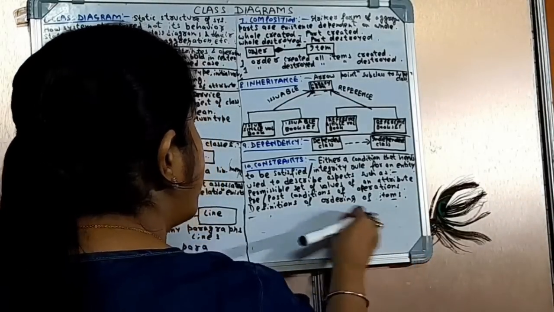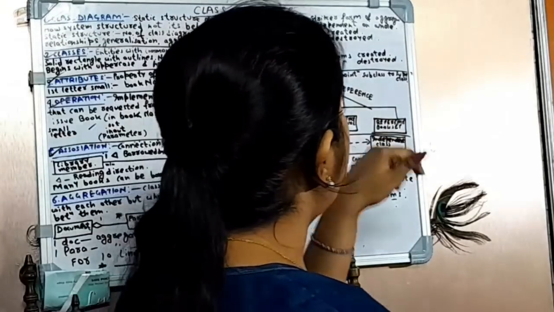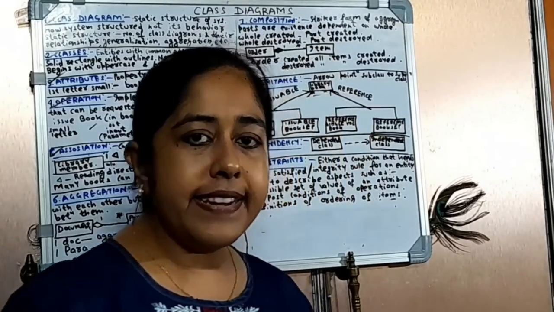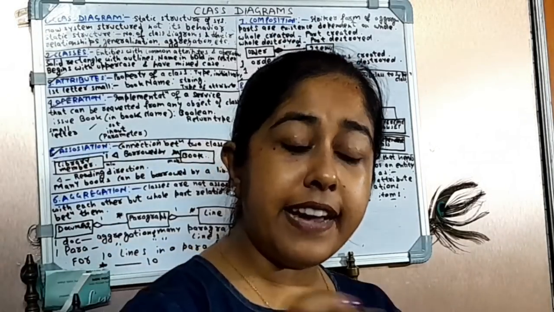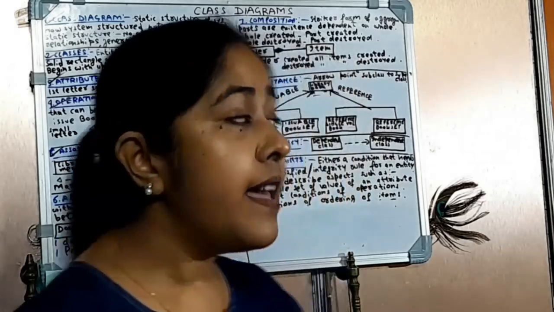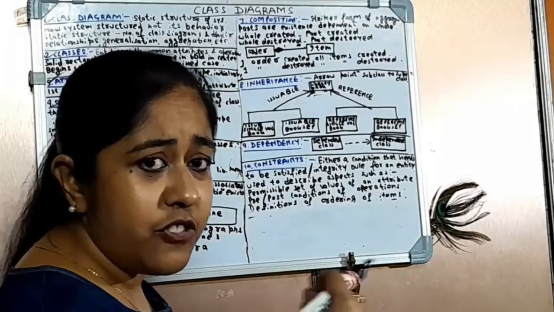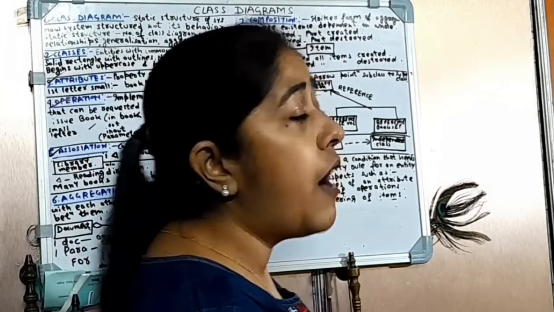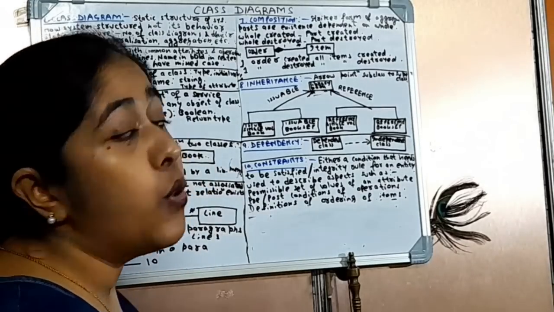Now we are going to talk about composition. What is there in composition? A stricter form of aggregation. Okay, aggregation we have seen, that is a collection, whatever we get as a whole. Now composition is the more stricter form of aggregation. Parts are existence dependent on the whole.